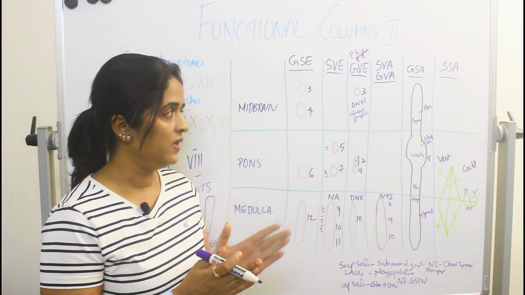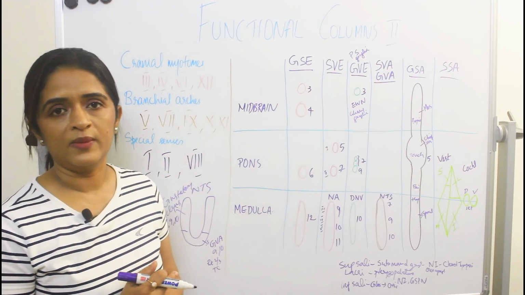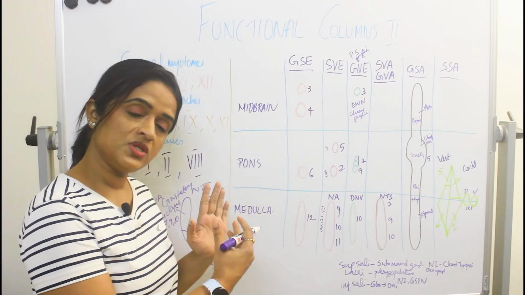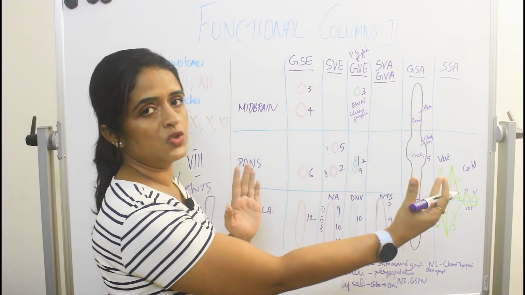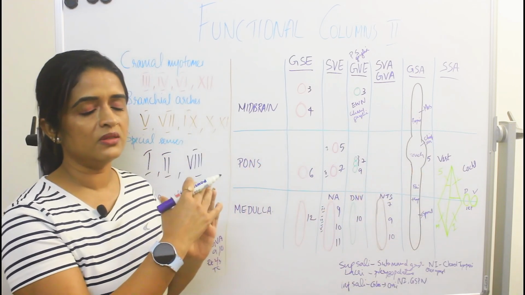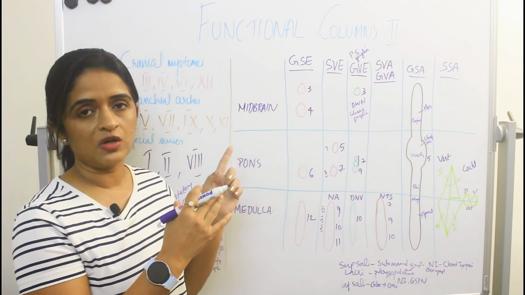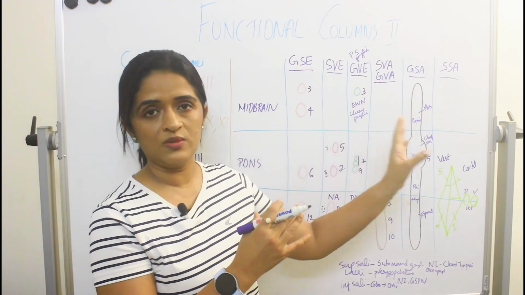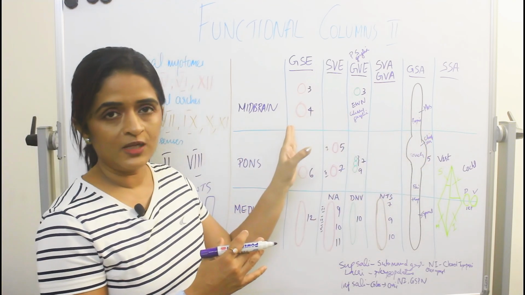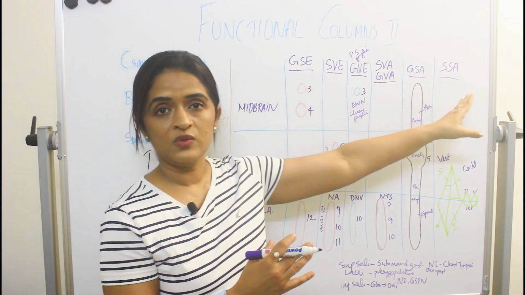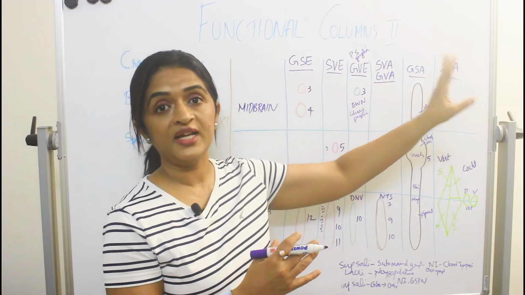Now, we will come to the functional columns one by one. We will start with the medialmost column, and then go to the lateralmost column. Please see the previous part 1 of the functional columns to know how these columns are arranged. So this is the medialmost column, the general somatic efferent, and the lateralmost column is the special somatic efferent.